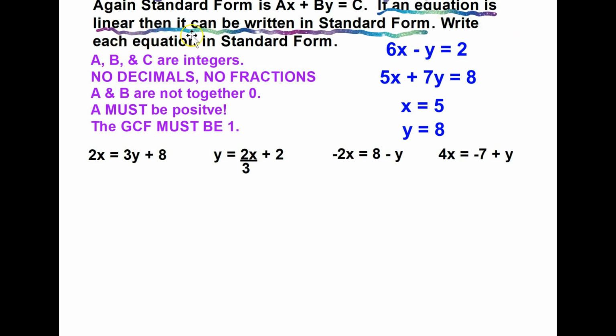It says, write each equation in standard form. All right, so these are our examples. So the equation should look something like this.